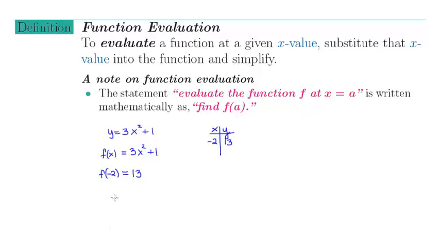In this notation, -2 is our input, an element of our domain, and 13 is our output, an element in our range. It corresponds to the ordered pair -2, 13. Let's take a closer look now at function notation and evaluating functions with another example.